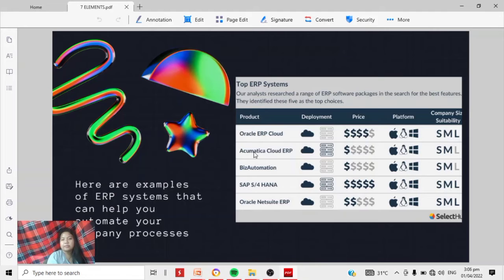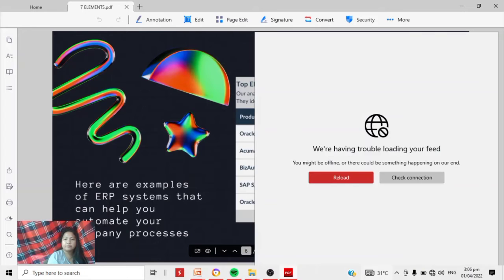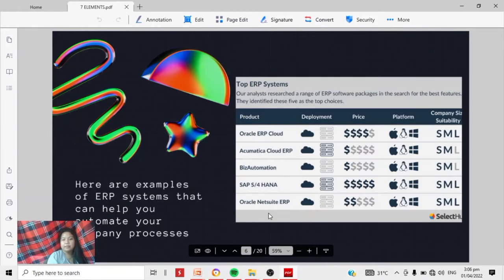Also here, the second one is Acumatica Cloud ERP. Deployment, the price, a cheaper one, and the same platforms as Oracle ERP Cloud. For company suitability, it only has SMB. The third one is base price or base automation, also with deployment, price, platform, and everything the same as the other products.